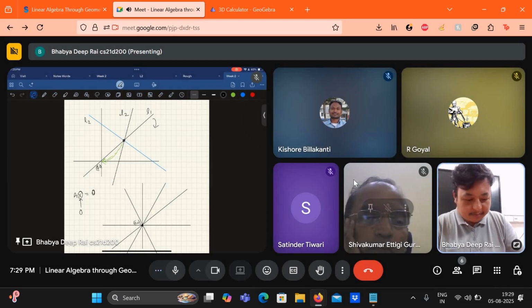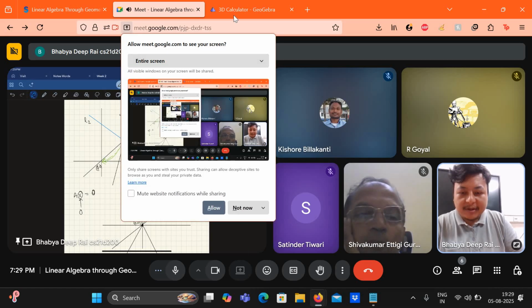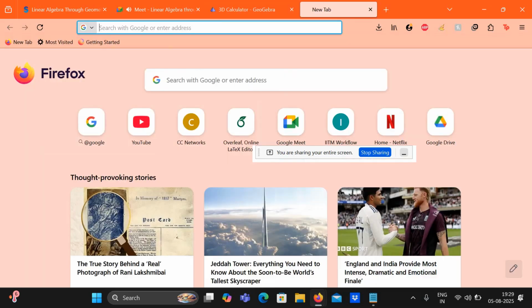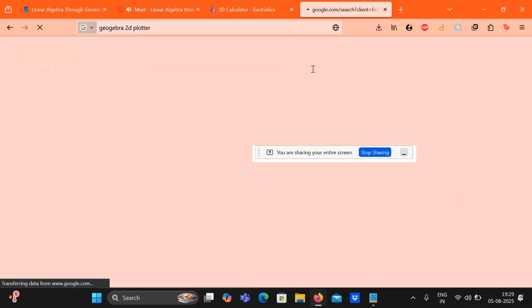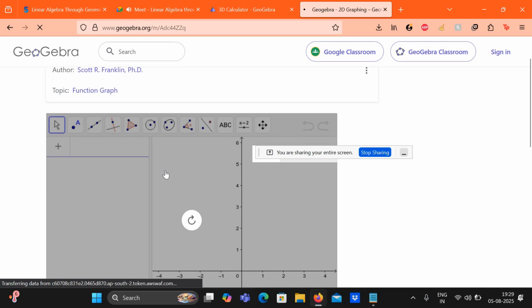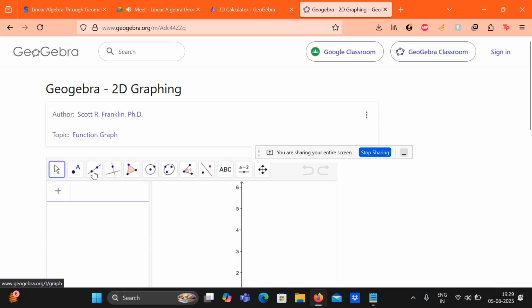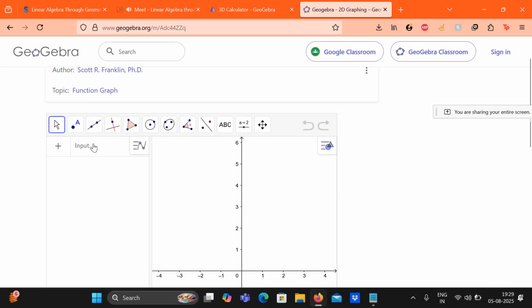I'll show you on the plotter. Can you see my screen? Yeah. Let me come up with 2 lines. I don't want to work with planes. I'll come up with 2 lines. This is my equation 1.